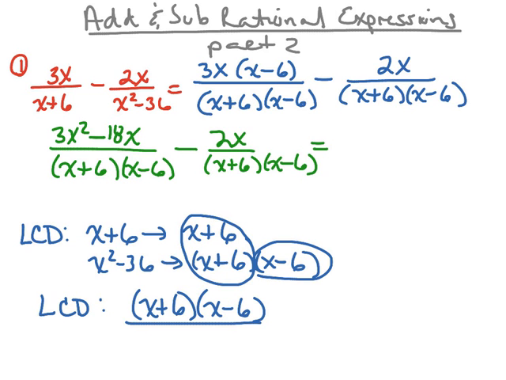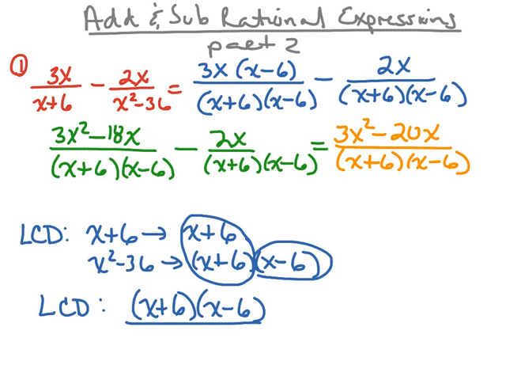At this point, since I've got common denominators, now I can go ahead and subtract my numerators. That 3x squared, we're not taking anything away from it, so we'll leave it 3x squared. I've got a negative 18x, and I'm going to subtract 2x. So a negative 18x minus a 2x would be a negative 20x. Remember, don't try and subtract the denominators. It's only the numerators that we're subtracting. So the denominator is going to stay in that factored form, x plus 6 and x minus 6.